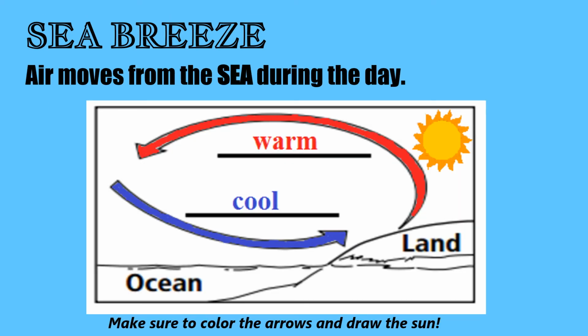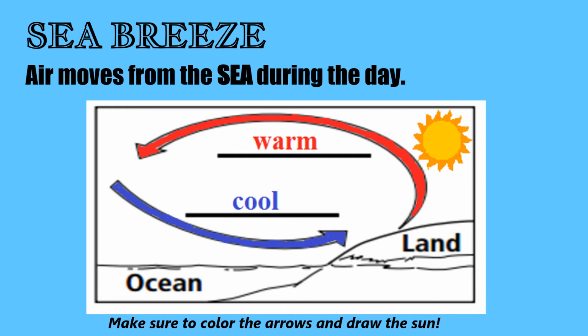So here you can see a really nice illustration. The land is heating up. You can see a sun, so we know it's daytime. As the sun heats up the land, the air around it warms up and begins to rise. As it rises, it starts to move across in the atmosphere, and it gets over the ocean.